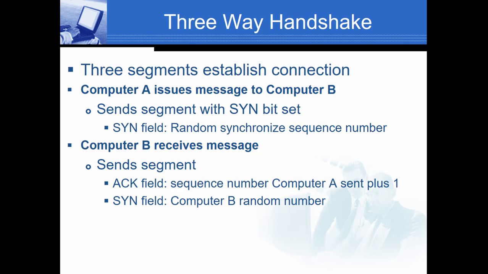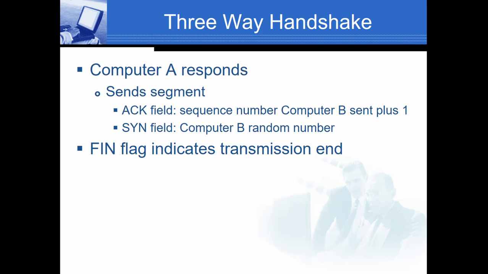So you have the three-way handshake. Computer A says I need to connect to computer B, so it sends out a message with the SYN bit set, and that's nothing more than a random number. Then computer B acknowledges it by adding 1 to the sequence number that computer A sent, and it sends out a SYN with its own random number. Computer A responds basically the same way. It sends the acknowledgement by adding 1 to the SYN, and then it puts another random number out, and a FIN flag means okay, everything's established.